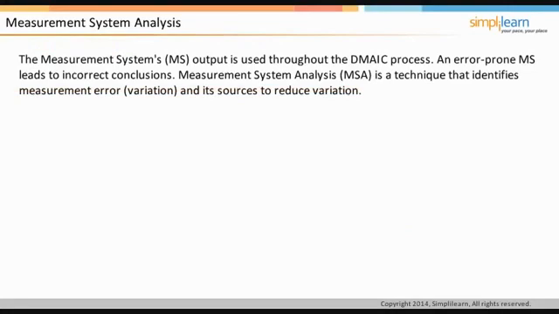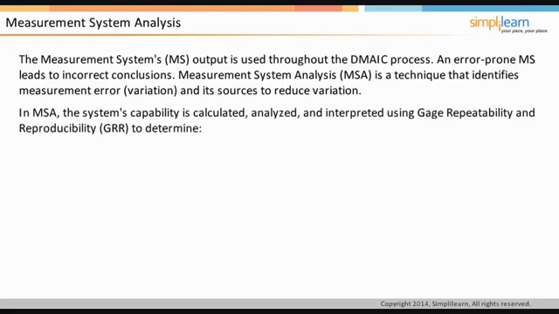Throughout the DMAIC process, the output of the measurement system, MS, is used for metrics, analysis, and control efforts. An error-prone measurement system will only lead to incorrect data. Incorrect data leads to incorrect conclusions. It is important to set right the MS before collecting the data. Measurement System Analysis, or MSA, is a technique that identifies measurement error or variation and sources of that error in order to reduce the variation. It evaluates the measuring system to ensure the integrity of data used for analysis.